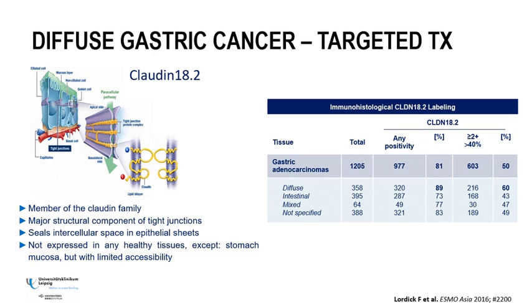It seals the intercellular space in epithelial sheets, and it is typically not expressed in any healthy tissues except the stomach mucosa. In contrast, it is typically expressed in malignancies, especially in gastric malignancies, but can also be found in esophageal, pancreatic, and some other intestinal malignancies. And as mentioned before, a typical overexpression is found in the diffuse type of gastric cancer.